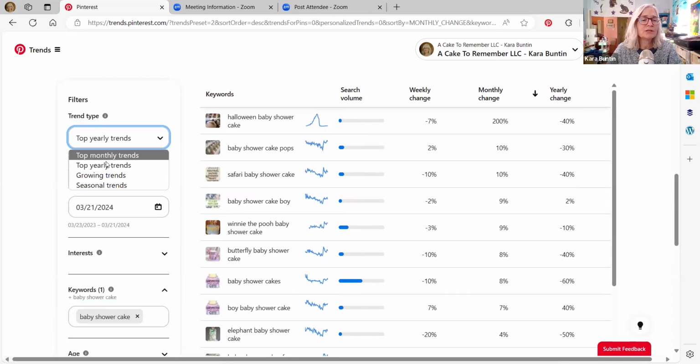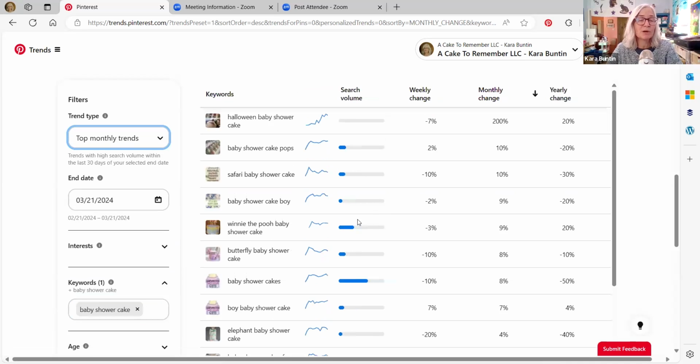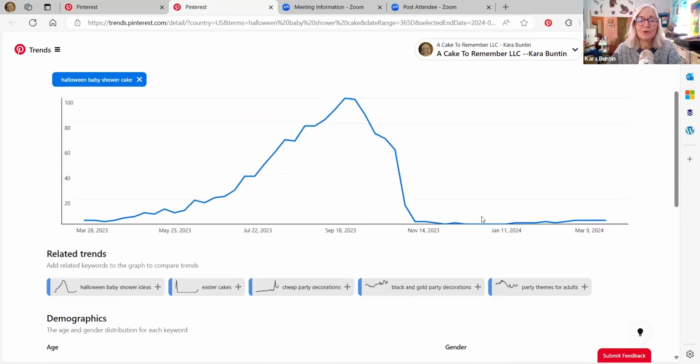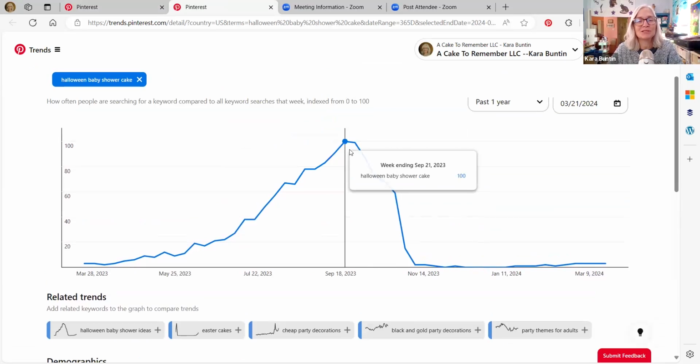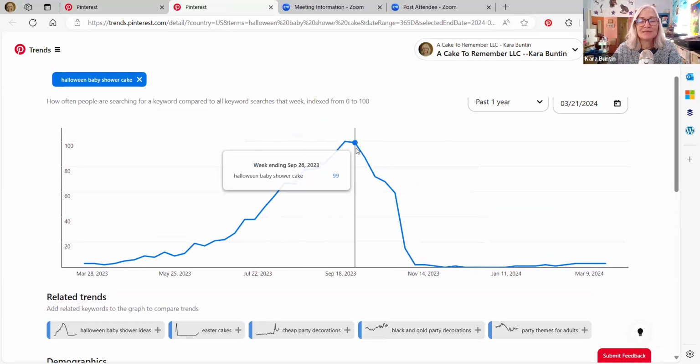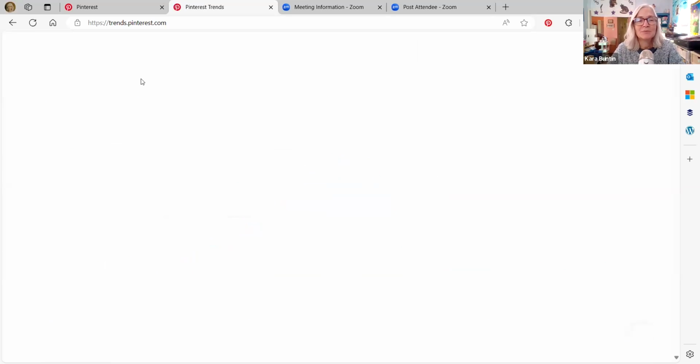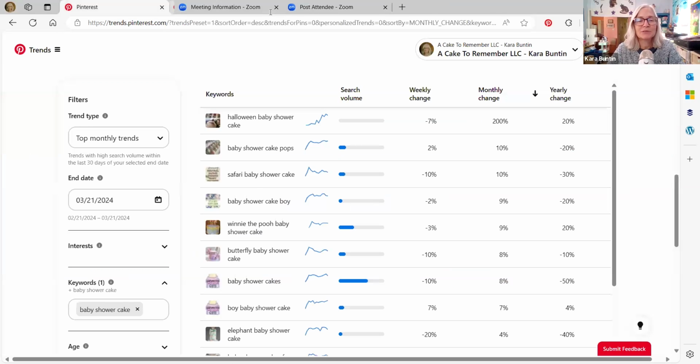And then if you want to change this to monthly trends to see what's more popular right now, Halloween baby shower cake is apparently more popular. Okay, no, all right, that makes more sense, right? So basically, it's showing us this trending up in that chart. So it's a good point that maybe you need to click through to the whole chart if you see something that doesn't make sense. But if you want to go in and just kind of explore something, click on this and the whole thing will open up.